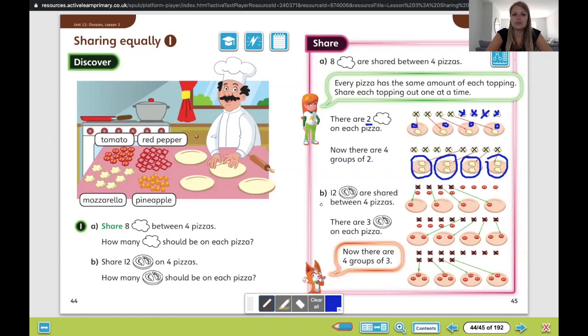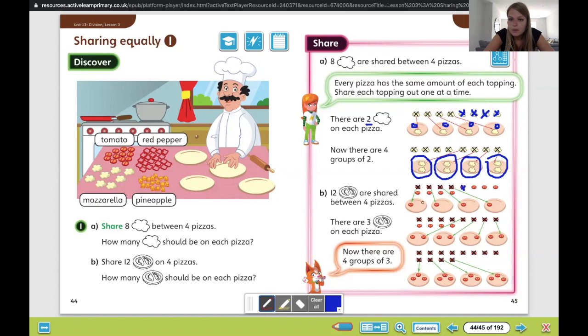Let's look at question 1b. Now this time we've got 12 tomatoes, and these need to be shared equally between the 4 pizzas. So the little girl is using the same method. She started to share them out so that each topping gets shared out one at a time. 1 for you, 1 for you, 1 for you, 1 for you. So she's taking it in turns to put the topping on each pizza base. You can see she's crossed off the first one, just put it on the first group. She's crossed off the second, just put it on the second group, and so on. So let's carry on.